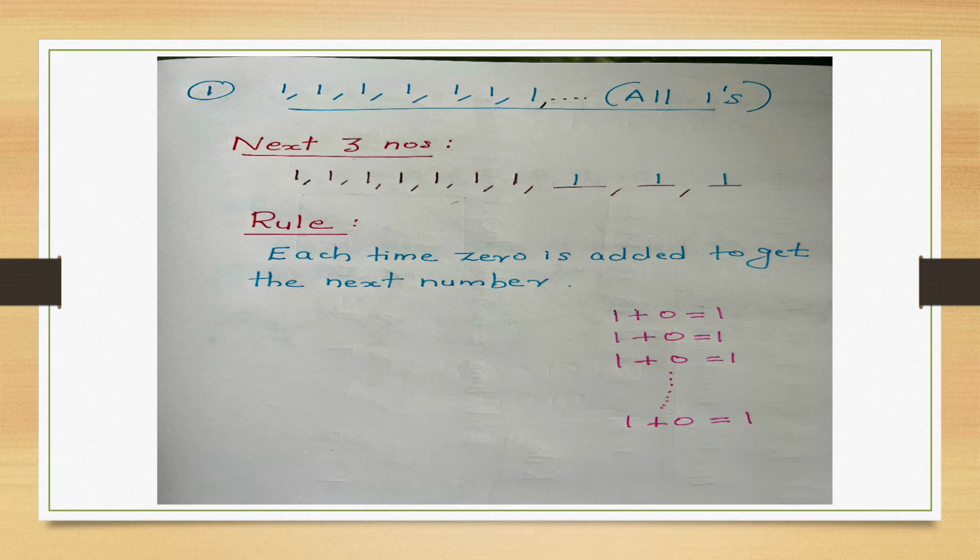First sequence: 1, 1, 1, 1, etc. All ones. So what's the rule here? Each time 0 is added to get the next number. That is, 1 plus 0 is equal to 1. Again 1 plus 0 is equal to 1. So each time 0 is added to get the next number. So the first number is 1, then 1 plus 0 is equal to 1, again 1 plus 0 is equal to 1. So all ones. It's very easy.